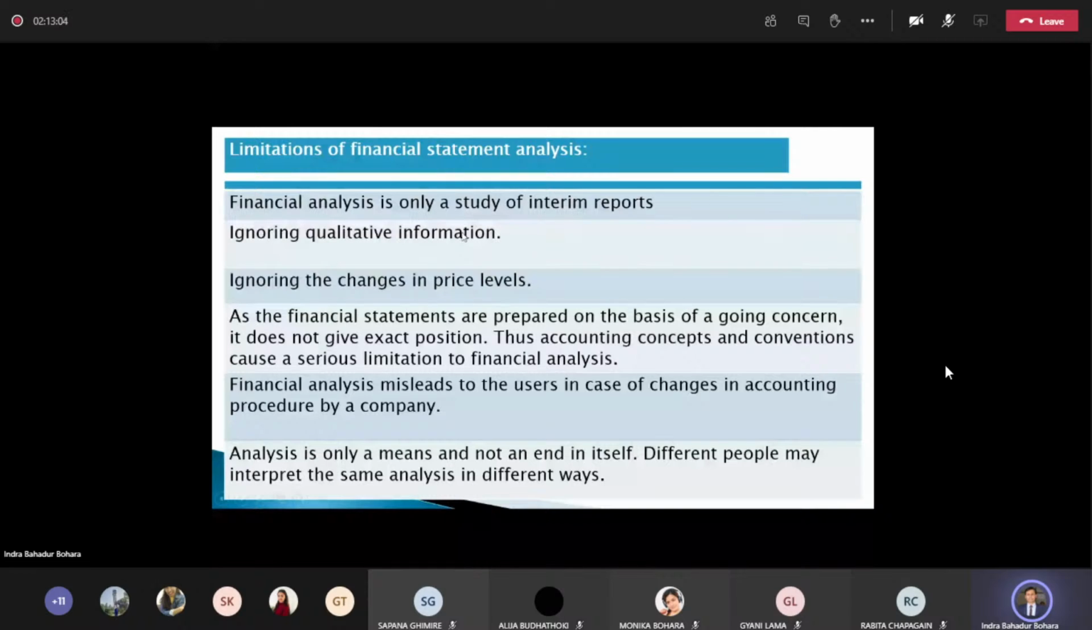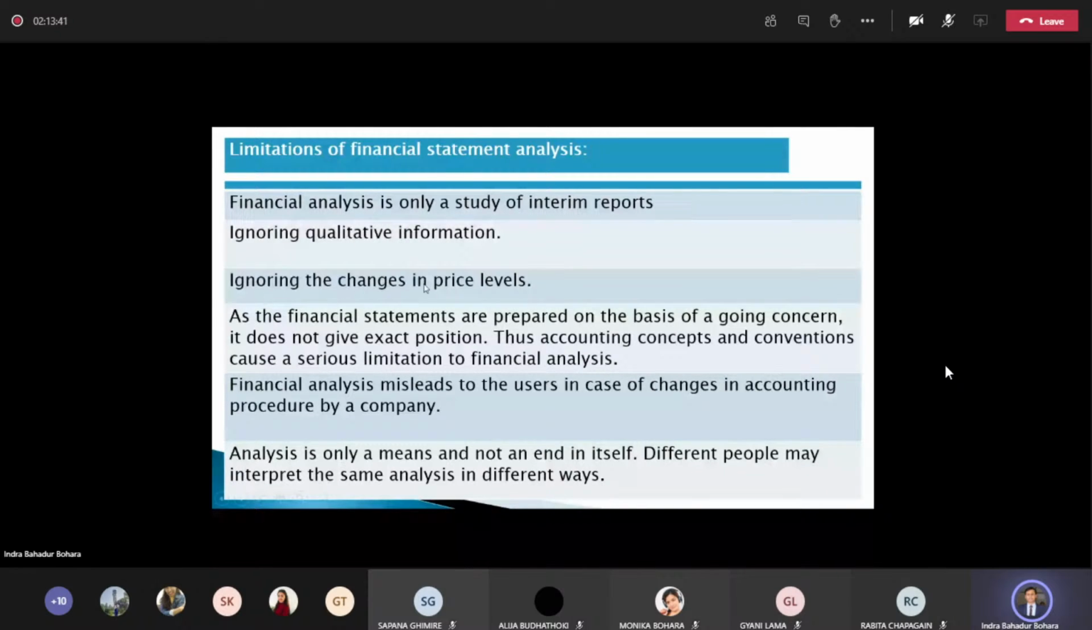Ignoring qualitative information: financial statement analysis considers only the quantitative information, and does not consider the qualitative aspects or non-financial variables. Even though they are very important and useful for the company's operation, like managerial decision skill, expertise, and the controlling mechanism developed by the manager in the company. They have an important role in the better performance of the company, but they are not included in financial statements, and not considered by financial statement analysis.